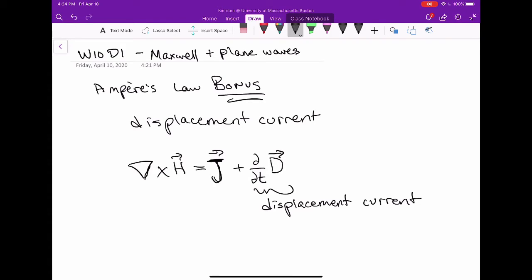Interestingly, this is why capacitors don't always look like a short circuit. This is why there can be current flowing in both sides of a capacitor even though there's no physical path for it to go through. This displacement current is what makes everything work, and it's also what makes Maxwell's equations work. This was Maxwell's big contribution to the theory of electromagnetics too.